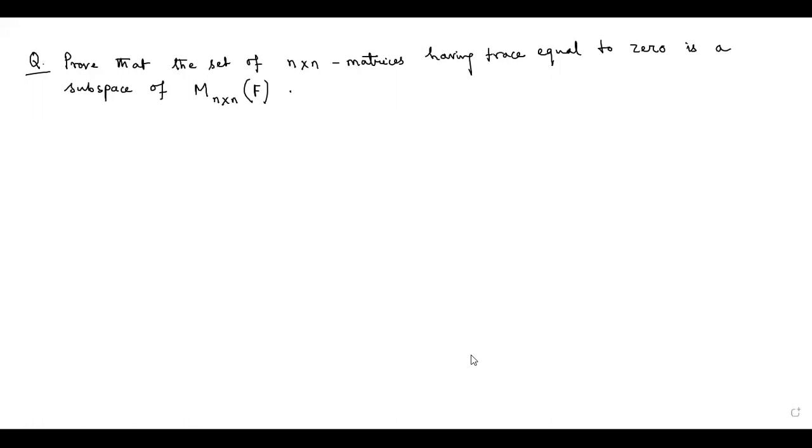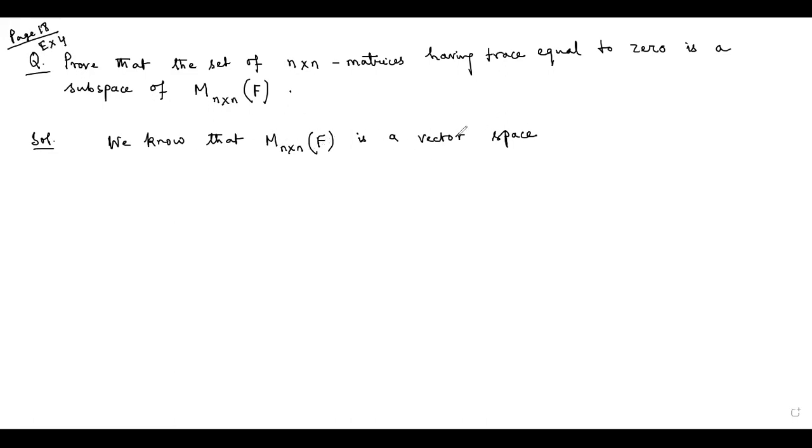So how to write this particular solution? Let us discuss it. We know that M n cross n F is a vector space. If you ask me from where I have selected this particular problem, you go to page number 18 of the book and see example 4, that I'm actually trying to solve for you.